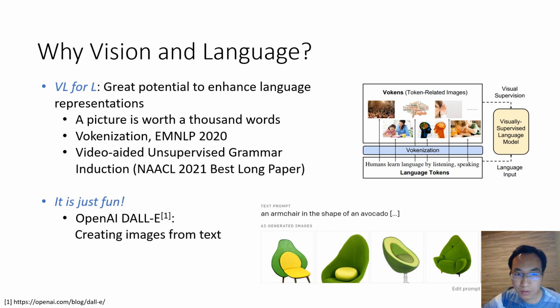Finally, it is just fun. If you see the OpenAI DALL-E blog, they can create images from text, and it really unleashes the power of the AI system, unleashes the creativity of the AI system. From the example on the right, you can imagine how creative the AI system is.